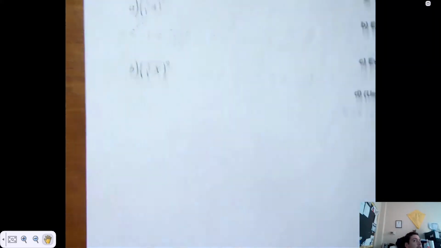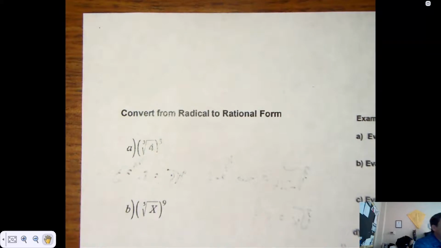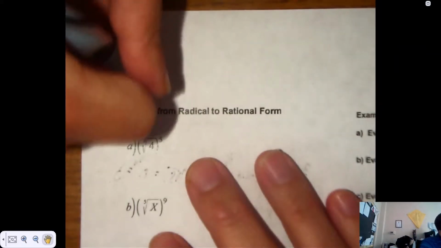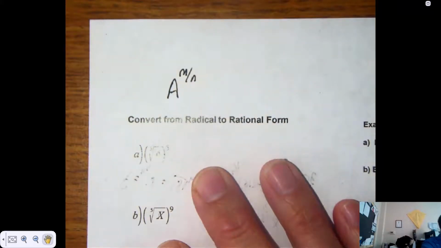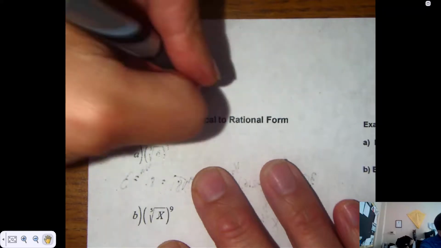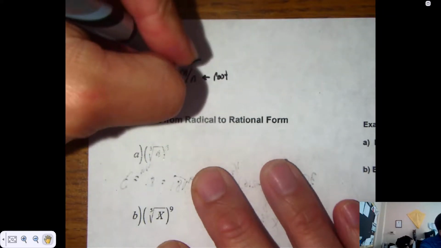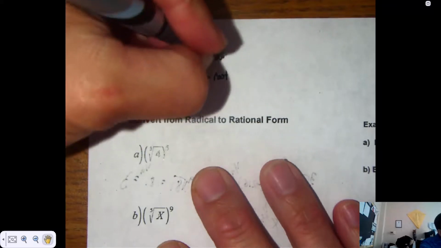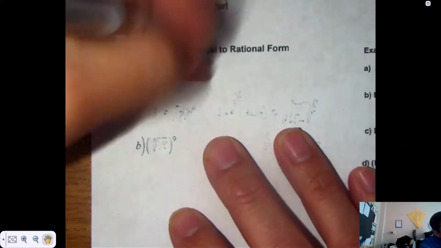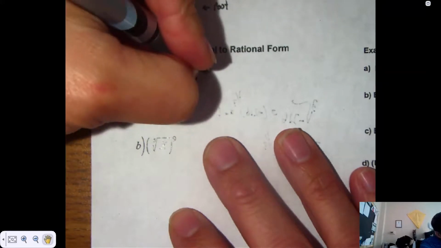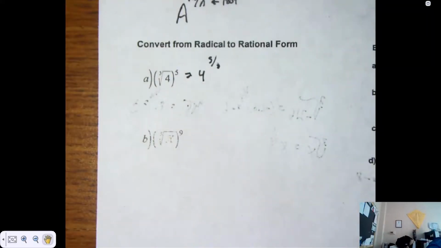Other way around. Convert from radical to exponential notation. Right. So I'm going to write this down again. A to the m over n. That's exponential form. What's the n represent? The root. What's the m represent? Power. All right, and a is just the thing inside. So 4, 5/3. That's pretty simple, isn't it? Chandler, how about b? What would b be?